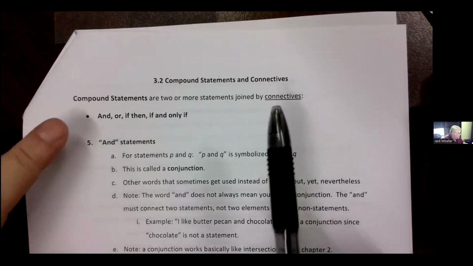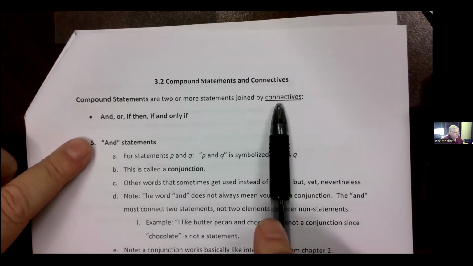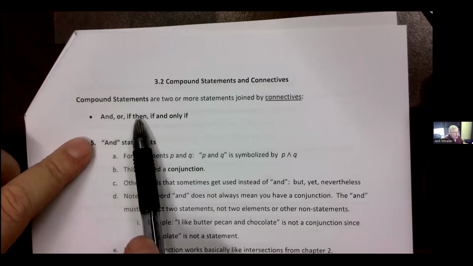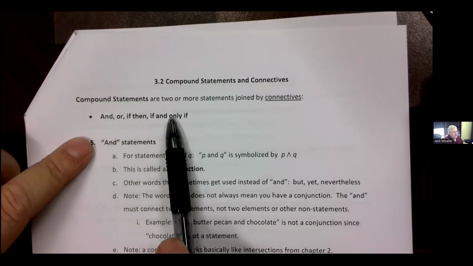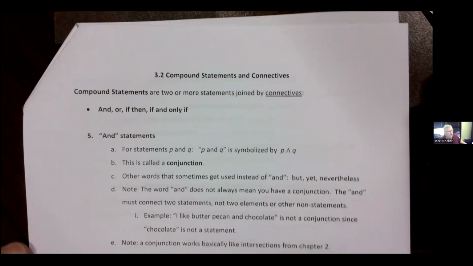And so the connectives are the equivalent of the operations that we talked about in chapter 2. There are four of them: the and connective, an or connective, an if-then, and the fourth one is if and only if. Now you might think of negation, but negation technically is not a connective, because negation only requires a single statement to negate, whereas all connectives are working with two statements, or two or more, at a time.